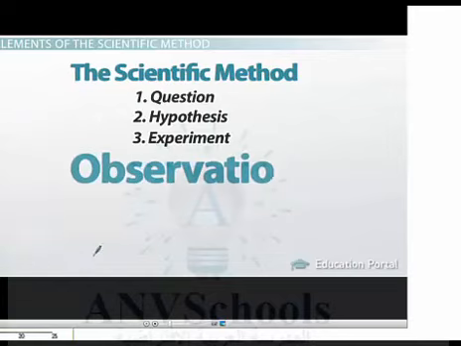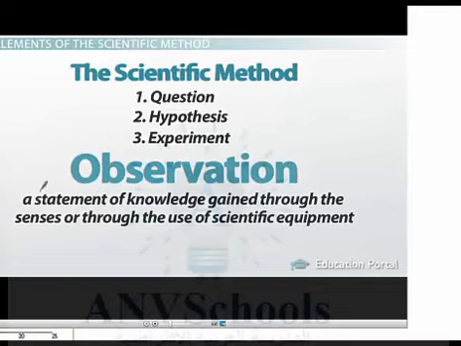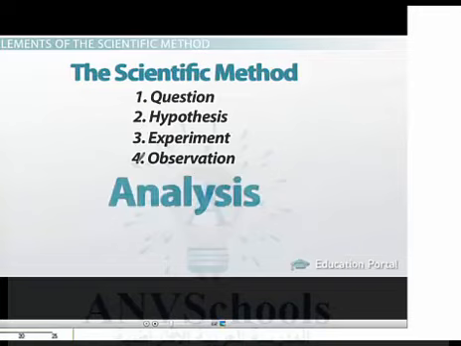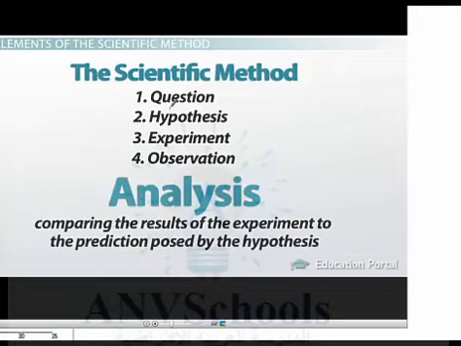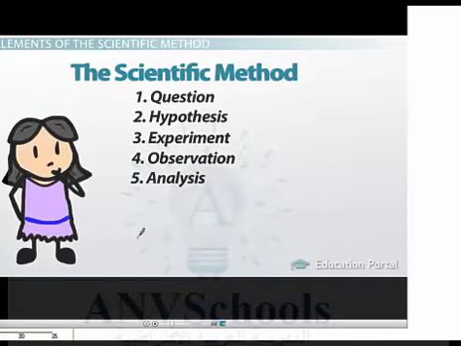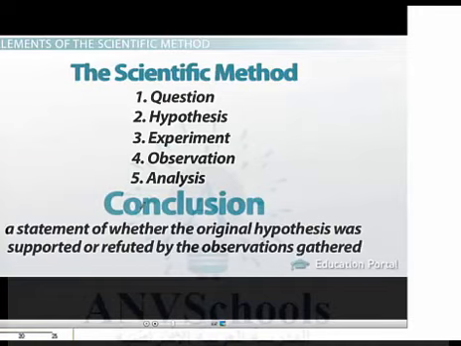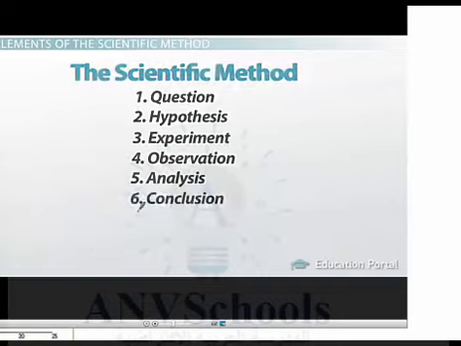After your experiment, observation, a statement of known knowledge gained through the senses. So you can see question, hypothesis, experiment. Then you have observation. From this, you could go again, or you could progress and make analysis, comparing the results. And 6, after analyzing, you draw conclusions. And a conclusion is a statement that gives whether the original hypothesis was supported or refuted.